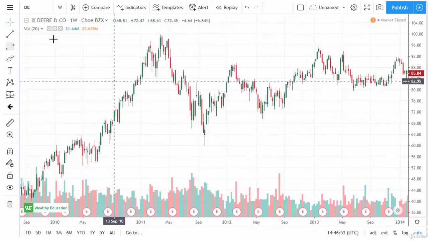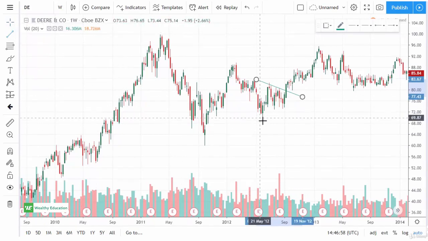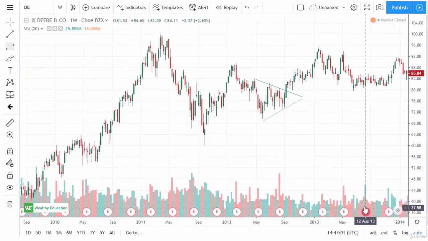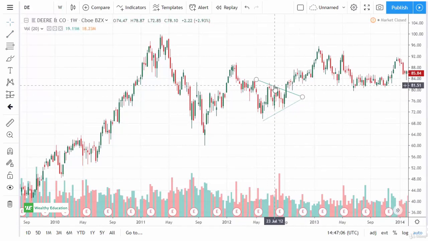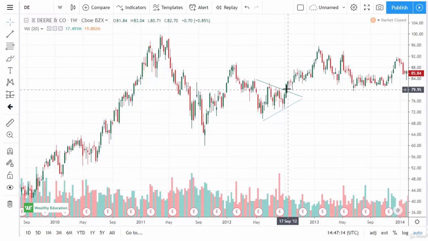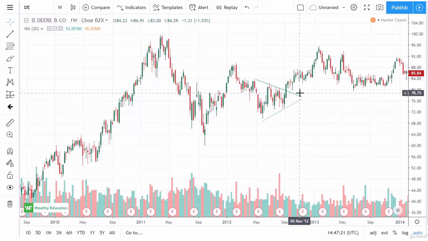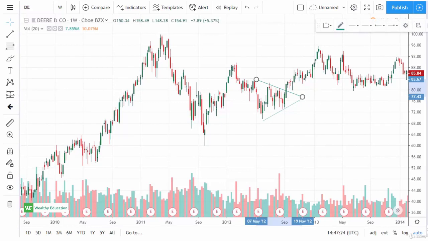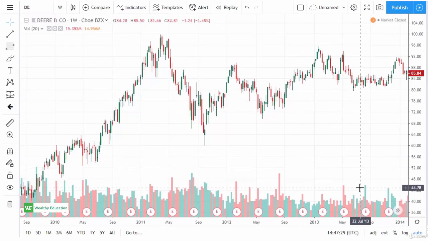And finally, we have the symmetrical triangle. As you can see on Deere here on the weekly chart, there's a trend line there, and there's a trend line there. We break out above there. We're looking for, well, let's just call it $13. So $13 from the breakout of 80, I should say, is 93, and you see we did in fact fulfill that target. You'll see this time and time again. Triangles are by far probably one of the most commonly traded patterns.